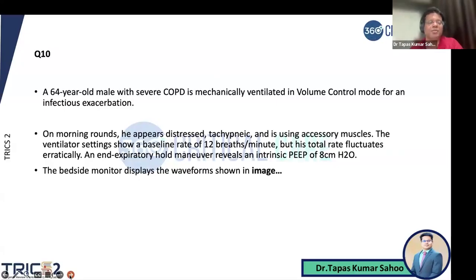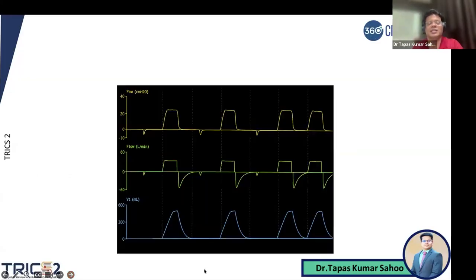Now, last question before we conclude for the evening. A 64-year-old male with severe COPD is mechanically ventilated in volume control mode for an infectious exacerbation. Now, on morning round, he appears distressed, tachypneic, and using accessory muscles. The ventilator settings show a baseline rate of 12 breaths per minute, but his total rate fluctuates erratically. When you did the end expiratory flow maneuver, you are getting an auto PEEP of 8 centimeter water.